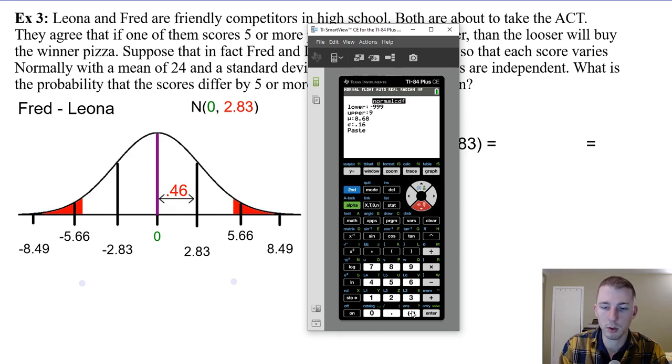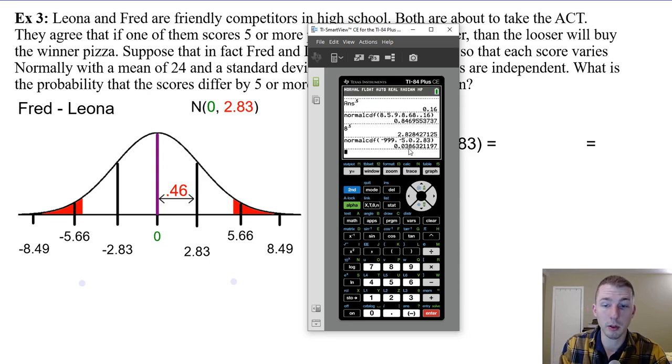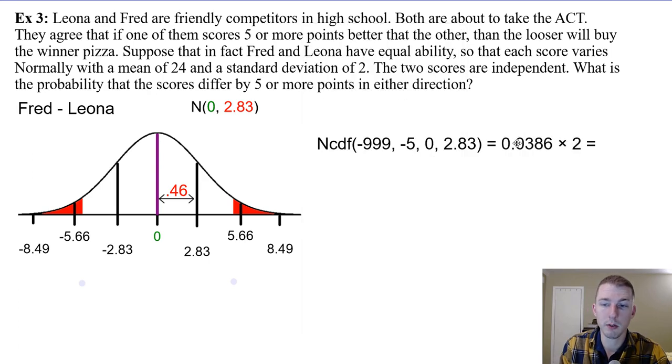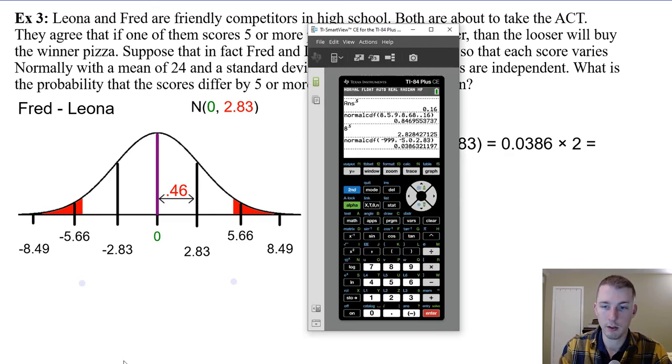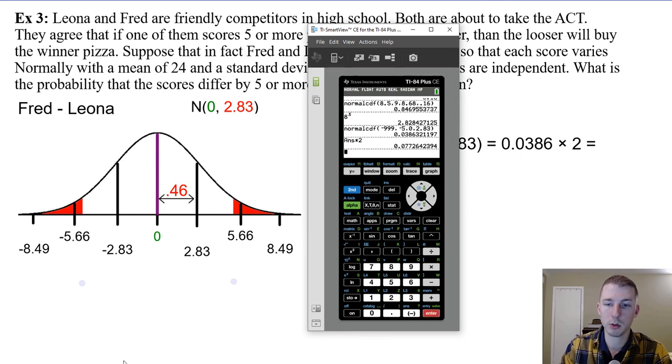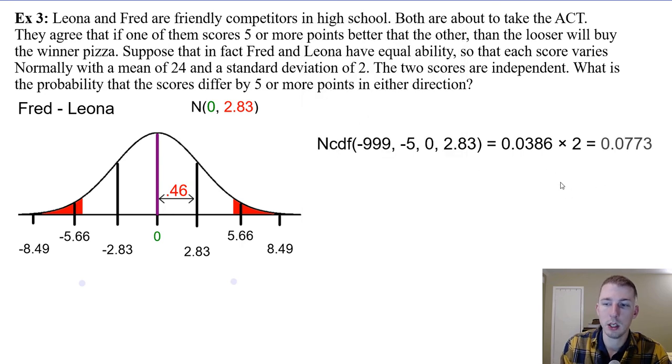We could do the same thing with the positive values if we really wanted to, but let me try this again. So to negative 5, centered at 0 with a standard deviation of 2.83. You could even do the square root of 8 if you wanted to make it exact. Then hit paste, and that's our probability. But the problem is that's the probability for one of them, one of the tails that we calculated. So we need to double it. So take that value times 2, which will give us our real answer, which is 7.73%. So that's the probability that one of them will have to buy the other one pizza.